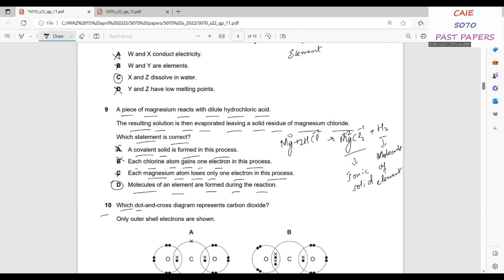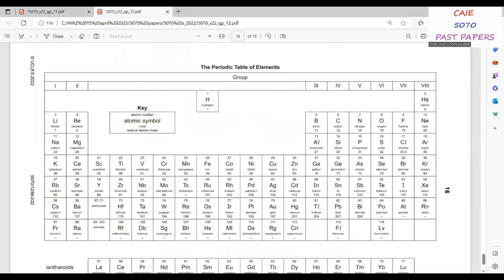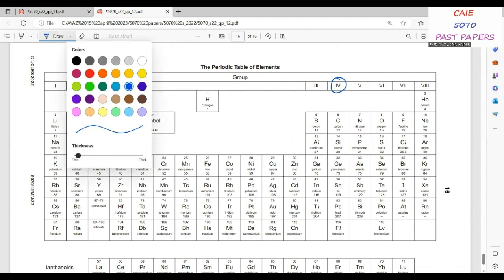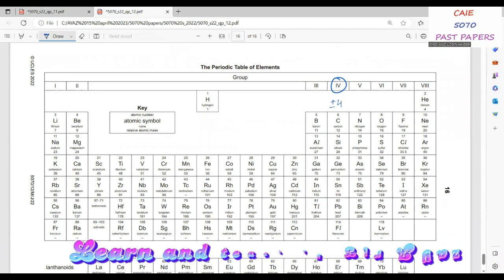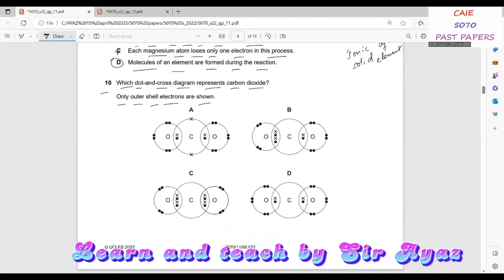Number 10. Which dot and cross diagram represents carbon dioxide? Only outer shell electrons are shown. If you look at the position of carbon, carbon belongs to group 4. So the valency of carbon will be ±4. And oxygen belongs to group 6. The valency of oxygen will be -2. So if we predict the formula between these two, what will we get?